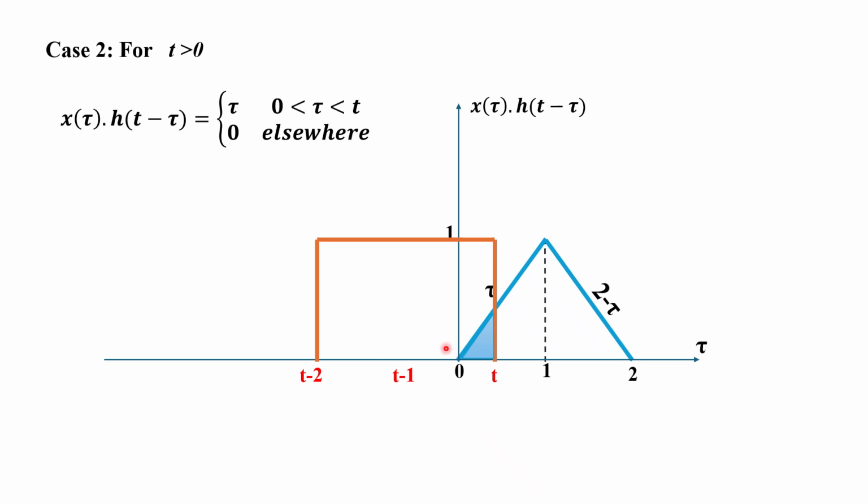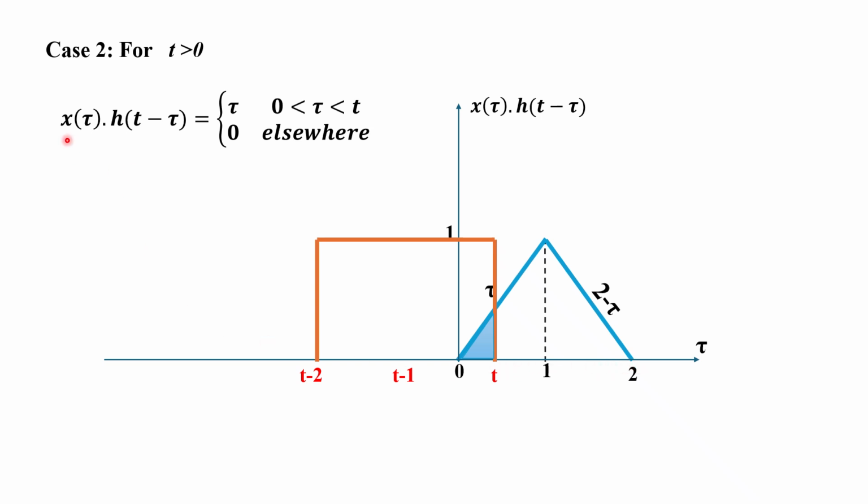Next, when we further increase the value of t from 0, here we see that the signal h of t minus tau and x of tau have an overlapping region. So therefore we have some product value for x of tau into h of t minus tau. So in this region, the h of t minus tau takes the value 1 and x of tau takes the value tau. So therefore the product is 1 into tau. So this value exists for the values of tau from 0 to t. For remaining other values, it becomes 0.